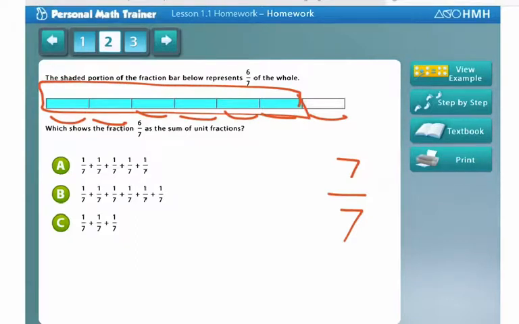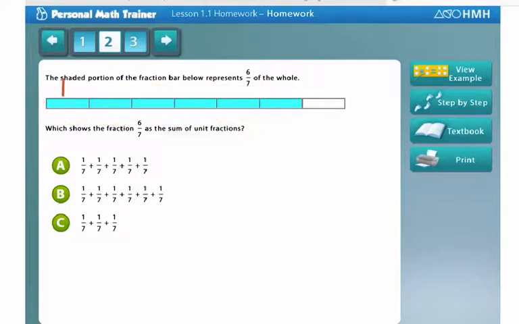So if you notice, each one of these parts would be 1 out of 7. So if you want to figure out a way to find the sum of all of these unit fractions, you simply just add up each of the unit fractions. So there's 1, 2, 3, 4, 5, 6 unit fractions. So which one of these matches 6 unit fractions?